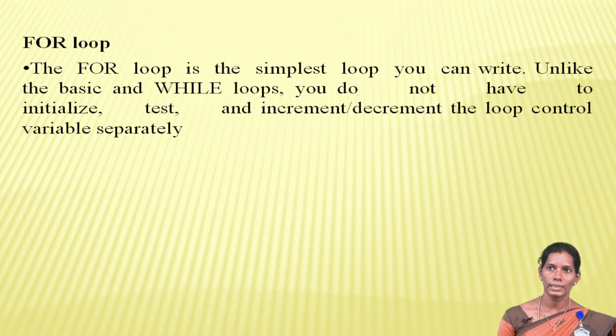The for loop is the simplest loop you can write, unlike the basic and the while loop. You do not have to explicitly test and increment or decrement the loop control variables separately. The general syntax is for counter in starting number and then ending number.